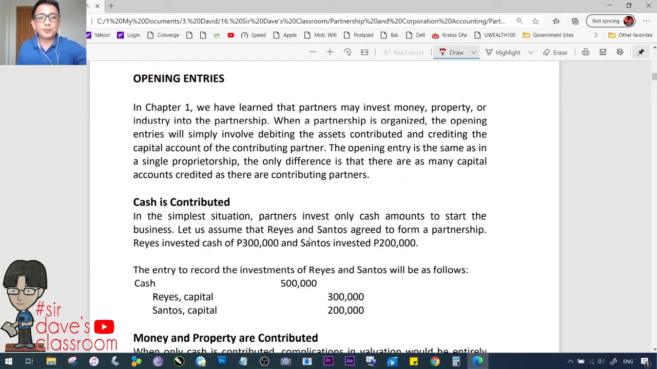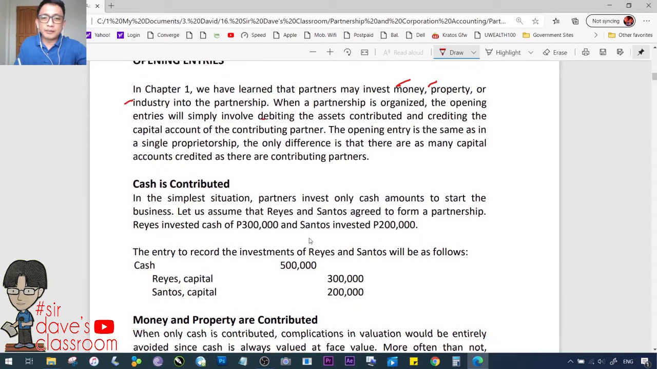Alright. Next, opening entries. In the first chapter, we have learned that partners may invest money, property, or industry into the partnership. When a partnership is organized, the opening entries will simply involve debiting the assets, usual way, as contributed, and crediting the capital account. Tama? Parang sa sole proprietorship business natin. Service, merchandising, at saka manufacturing. The opening entry in this is the same, okay, as in a single proprietorship. The only difference is that there are as many capital accounts credited as there are contributing partners.